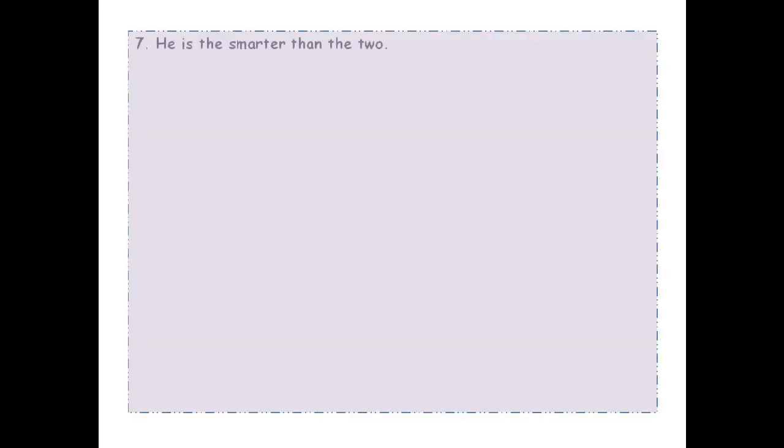Let's see number 7. He is the smarter than the two. Here than is used incorrectly. We will say he is the smarter of the two. Over here of is used because when you're comparing two people, among two people, he is the smarter one. So we will not say than, we will say of because you're making the comparison in between the two people.